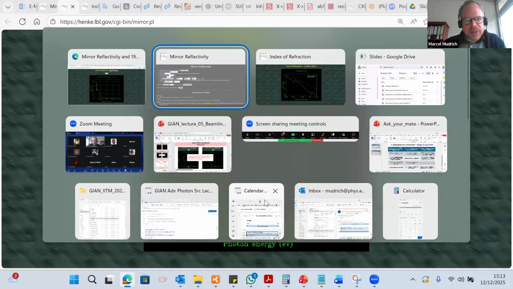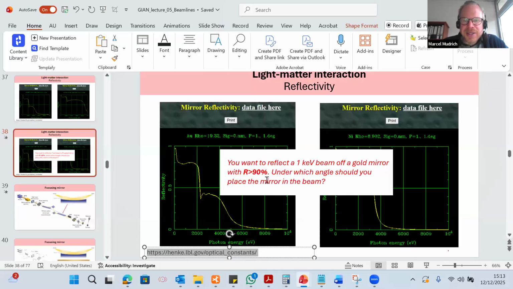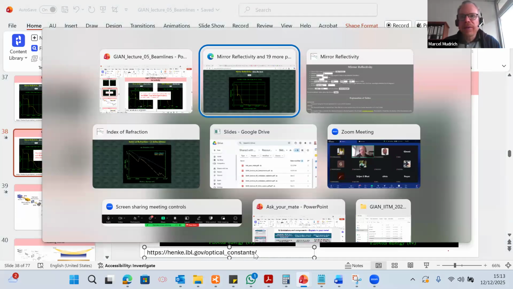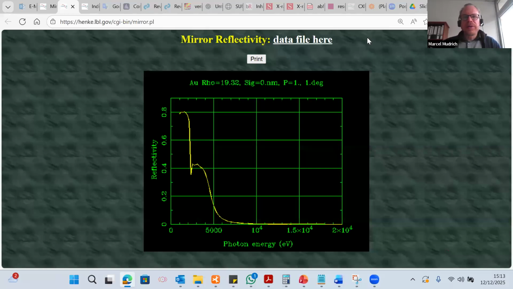So now it's time for you to just play around a little bit and tell me at what angle you should place the gold surface to get more than 90% reflectivity at 1 keV. To make it simpler, I will copy this link into the chat. Where do I get it into the chat?